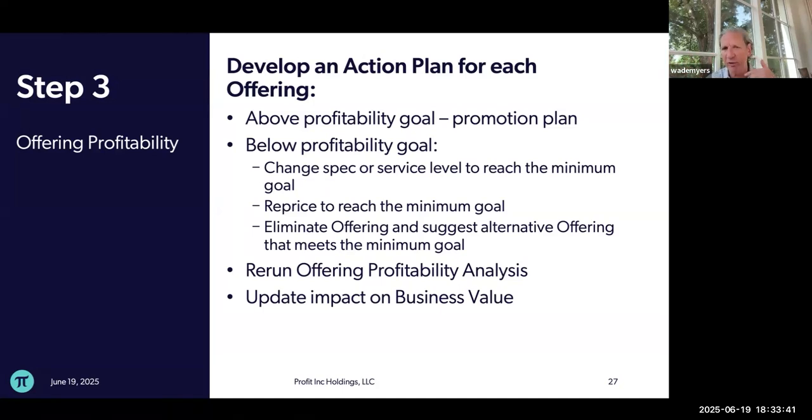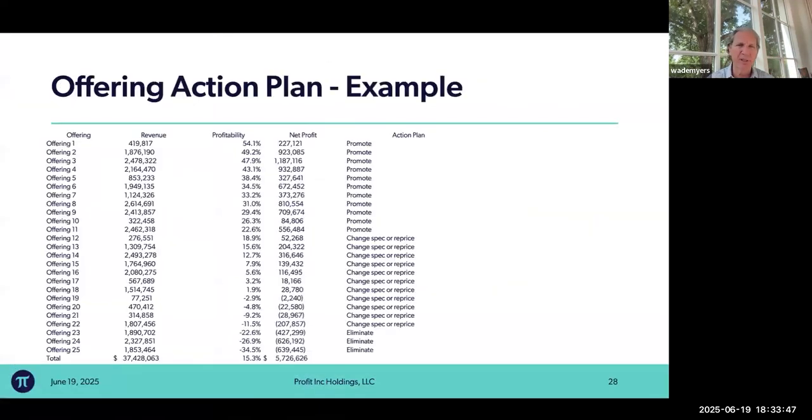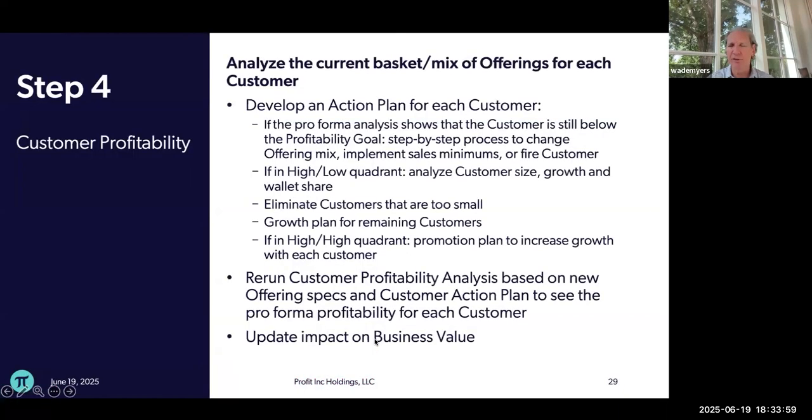But we always want to kind of rerun this. What if we change this? And then now let's rerun it and see what the impact is on business value. Here's an example list of products or offerings, what the net profit is. And the action plan is either promote that product heavily, change the spec or reprice it, or eliminate it, right? Really simple action plan. Very, very doable in terms of a roadmap.